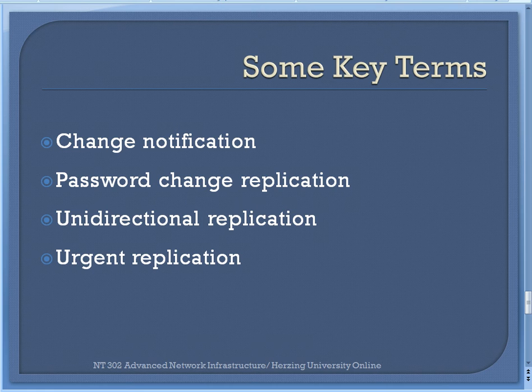The next term you see here, unidirectional replication. Essentially, unidirectional replication is replication that occurs in only one direction. This is the type of replication that takes place with read-only domain controllers. And urgent replication, we've talked about this a little bit. This is replication of critical Active Directory database updates that occurs without waiting for the normal time interval between replication cycles.